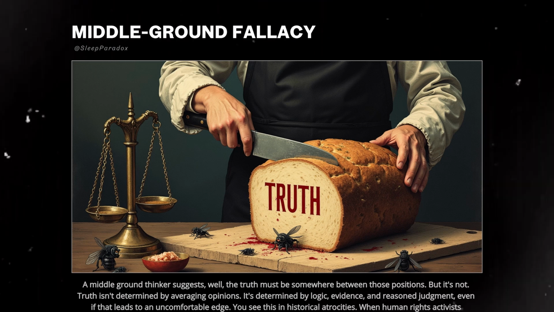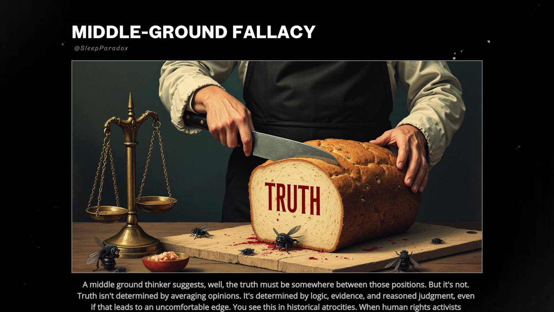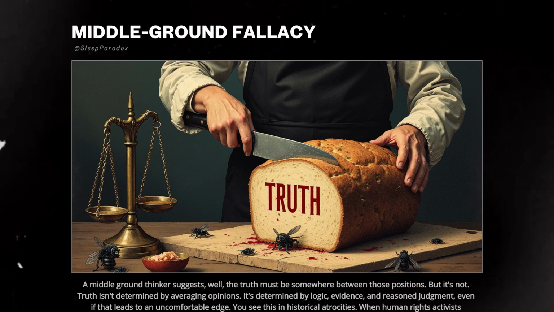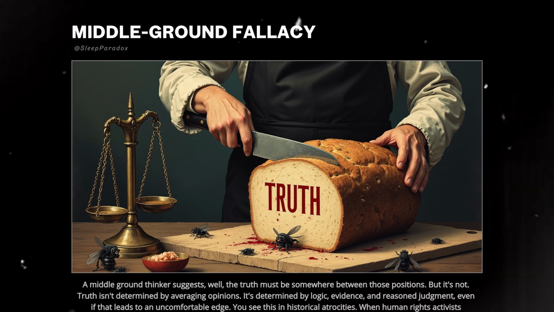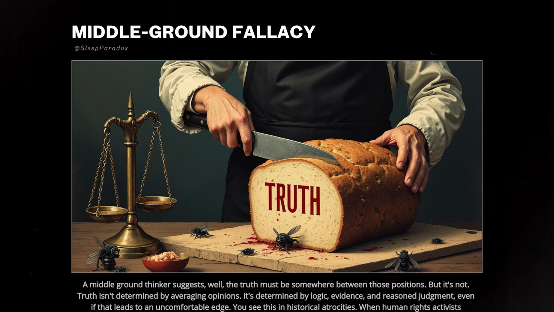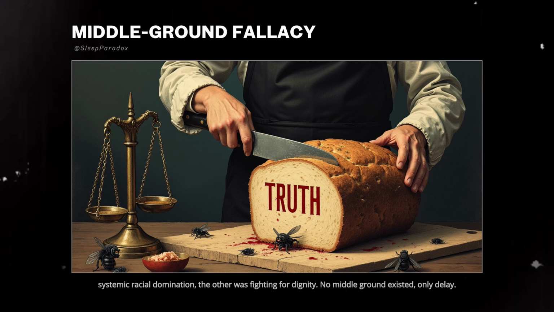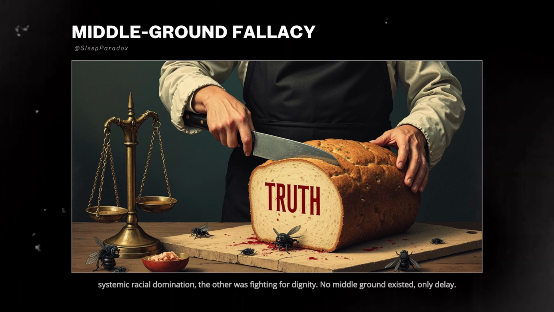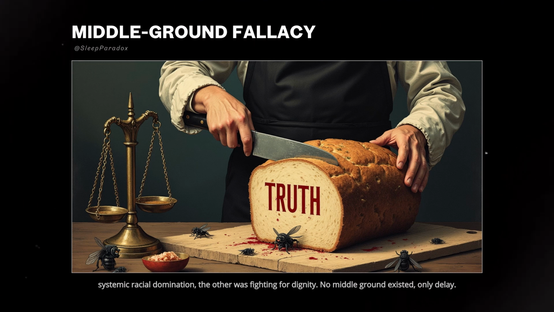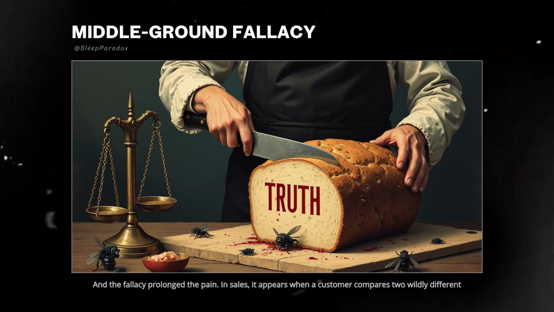You see this in historical atrocities. When human rights activists condemned apartheid, some international leaders sought a balanced perspective. They argued for understanding both sides. But one side was enforcing systemic racial domination. The other was fighting for dignity. No middle ground existed, only delay. And the fallacy prolonged the pain.